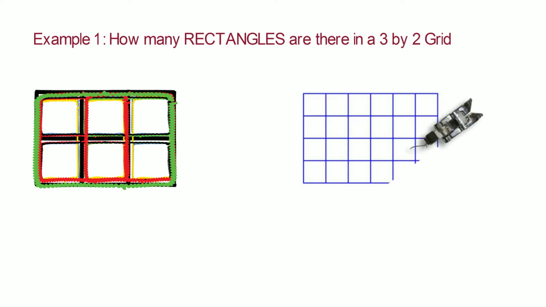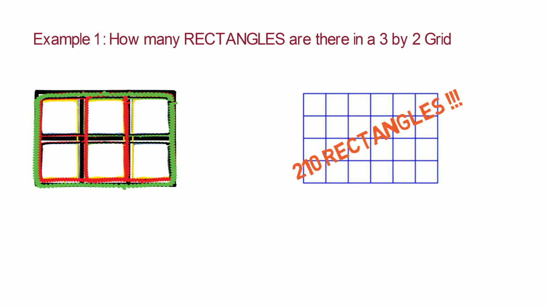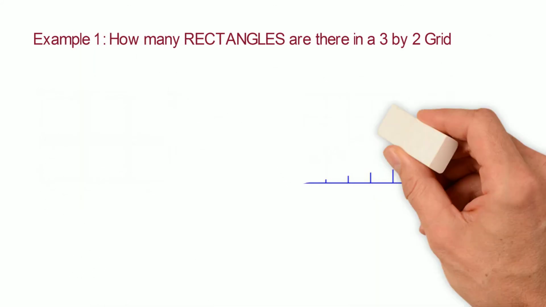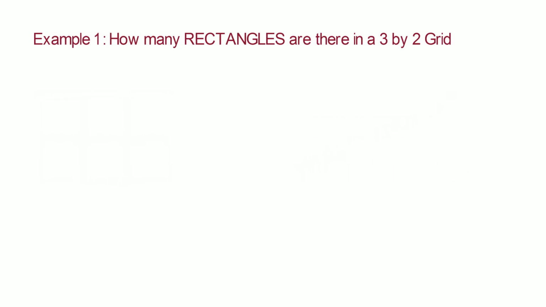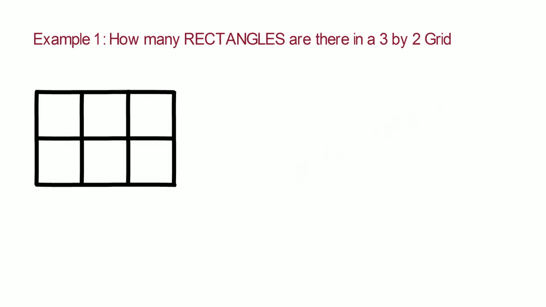For example, even if you take up a 6 by 4 grid, there will be a total of 210 rectangles, and in competitive exams, we certainly won't have time to count all of them. So let's look at the trick to solve this. In the given grid, just write the number of the rows like this, 1 and 2, and then write the number of the columns like this, 1, 2, and 3.